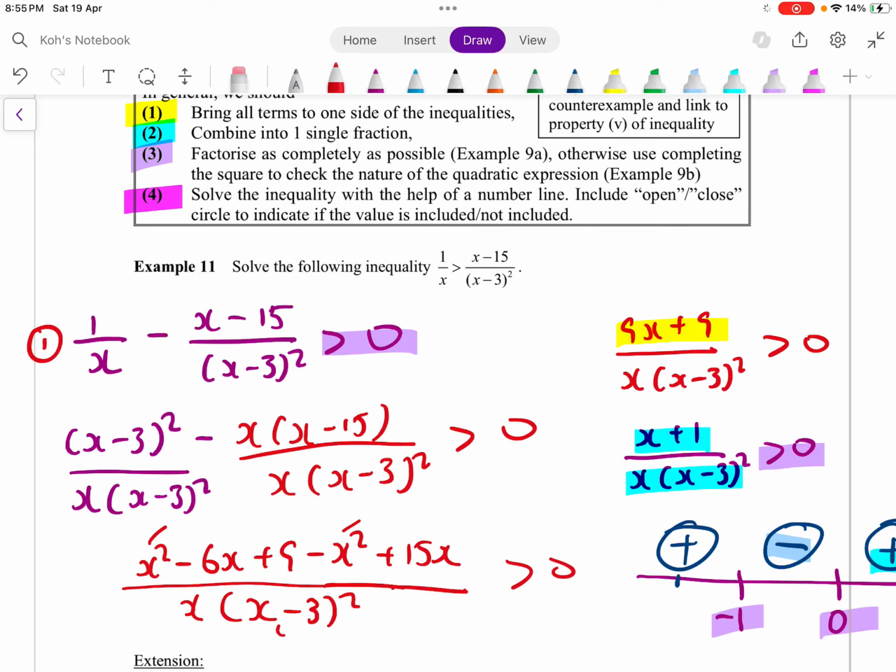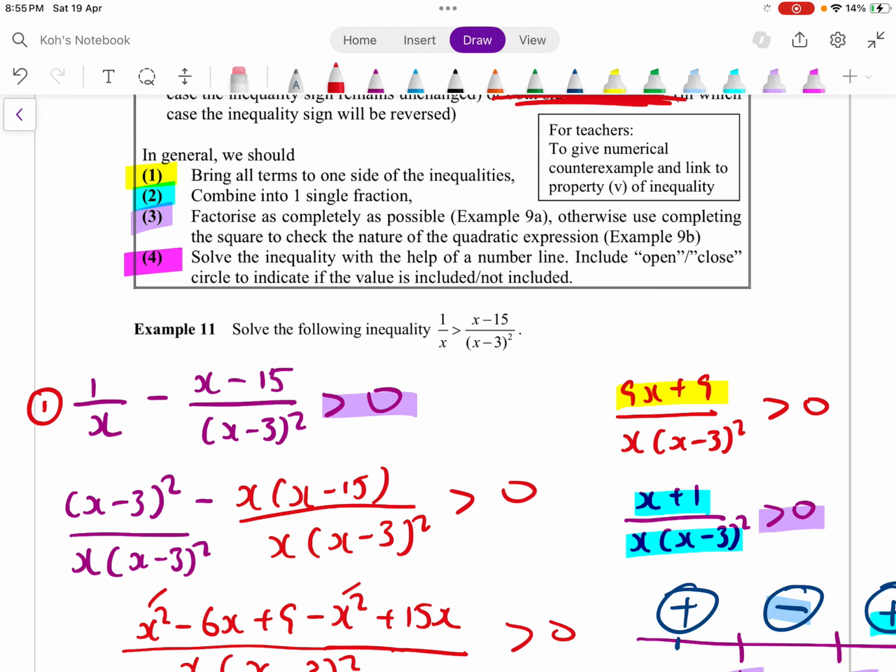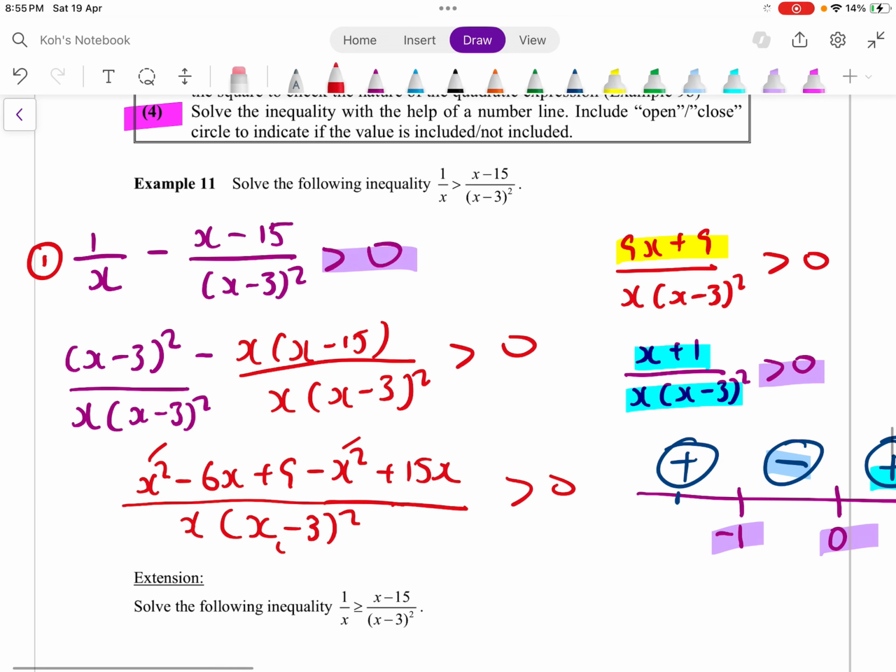Alright, so let's go through this example again because I think just now I made a careless mistake. Okay, so solve the following inequality: 1 over x is strictly more than (x minus 15) over (x minus 3) squared. The first thing is actually to bring all the terms to the left hand side. So I bring all the terms to the left hand side, I will get something like this, right?